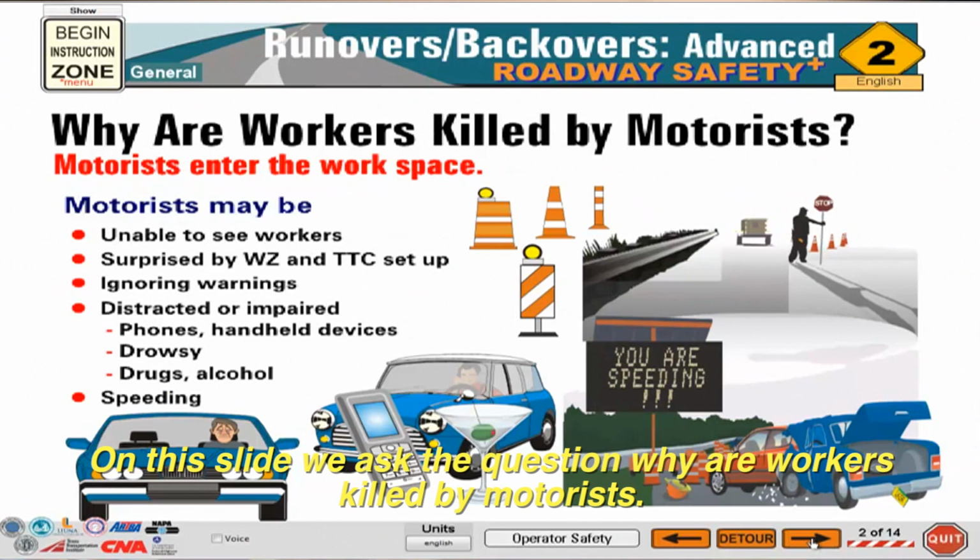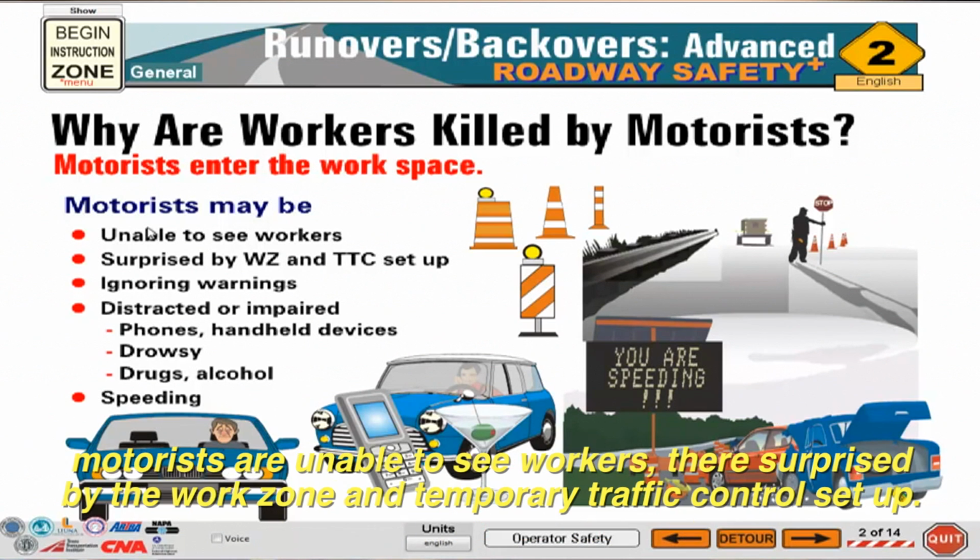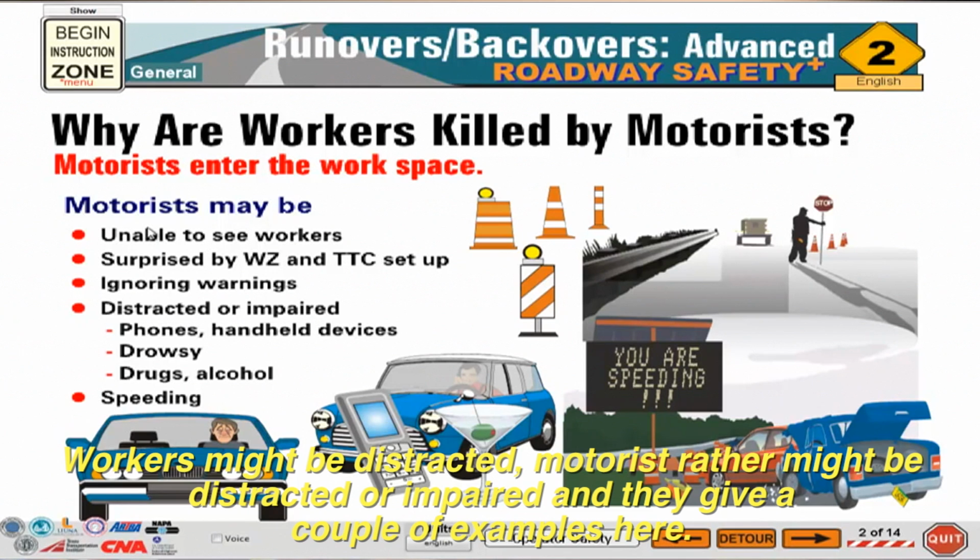On this slide, we ask the question, why are workers killed by motorists? And here we give examples of what causes injury or fatality as it relates to motorists. For instance, a couple of the bullets might be motorists are unable to see workers, they're surprised by the work zone and the temporary traffic control setup.